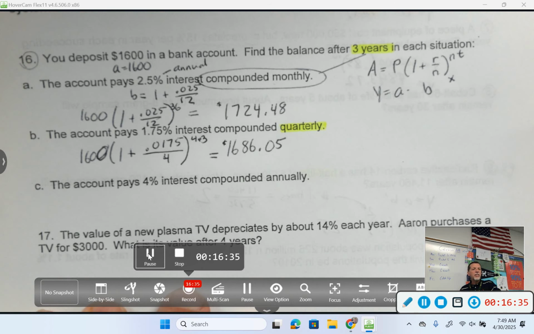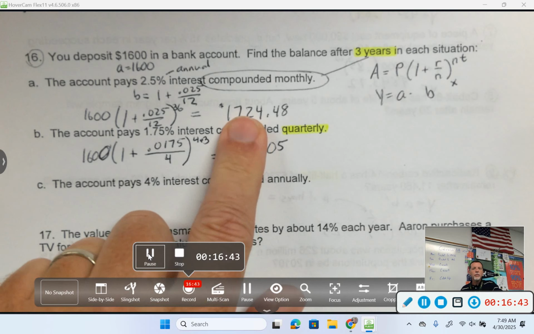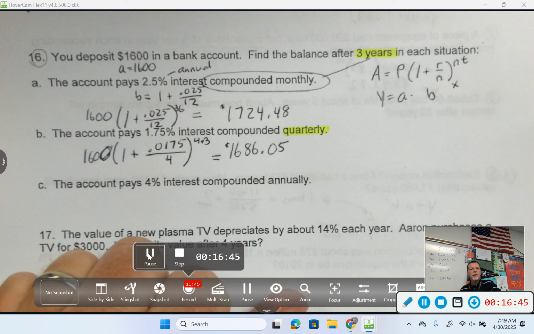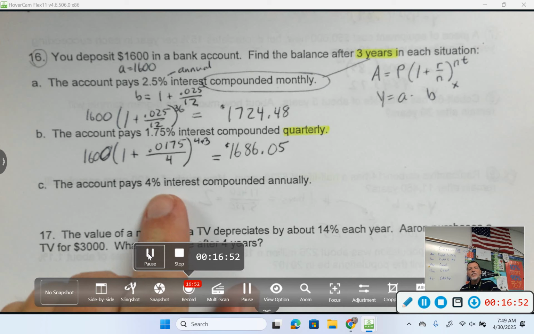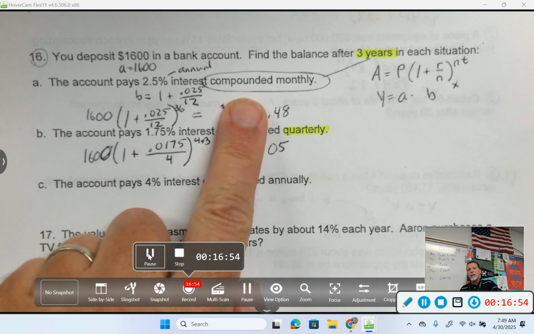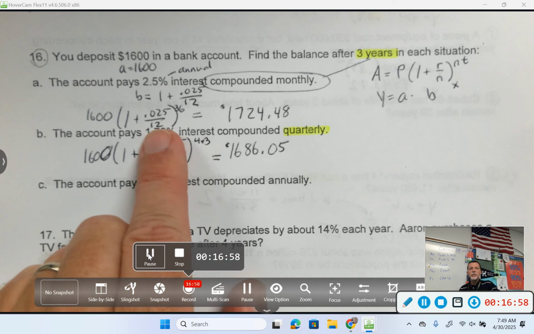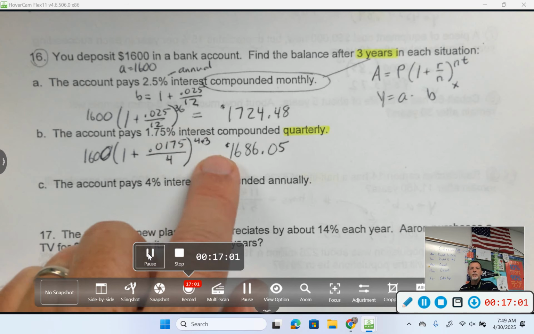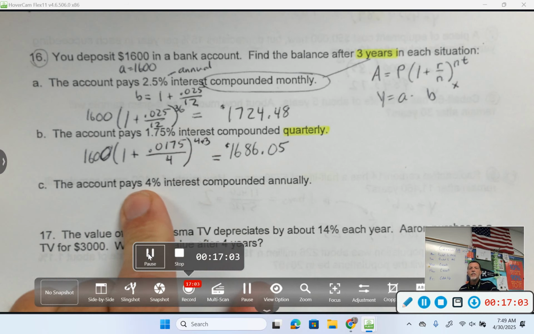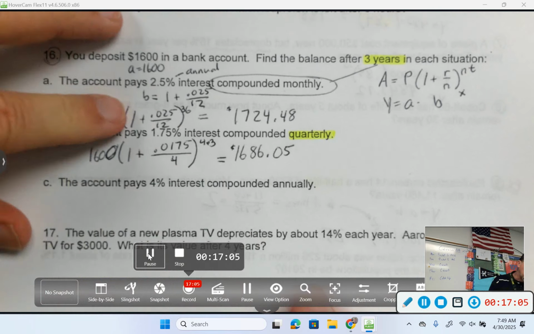Oh, what do we think about C, though? 4%, but compounded only once a year. Do you think that's going to be more than or less than that 1724 from the first option? I mean, we don't know yet. You haven't done many of these. It turns out that the interest rate is usually far more important than how often it's compounded. So like the number of times, it helps, but because you divide by it, it doesn't help as much as just having a bigger interest rate. So I think it's going to be more, but let's find out.